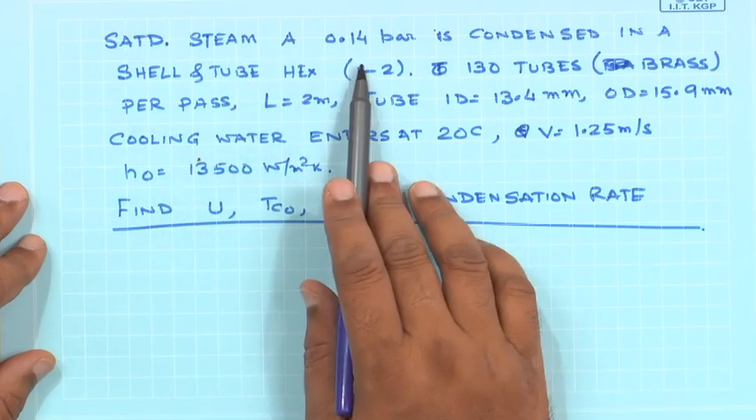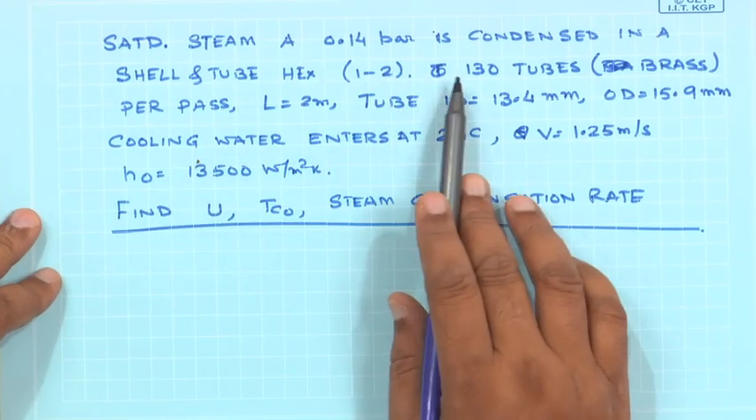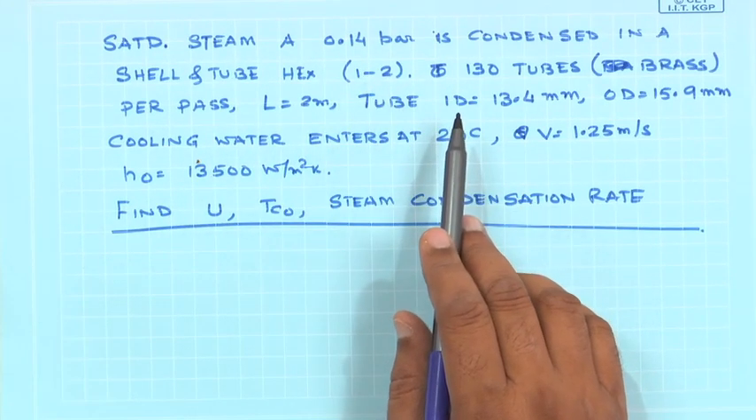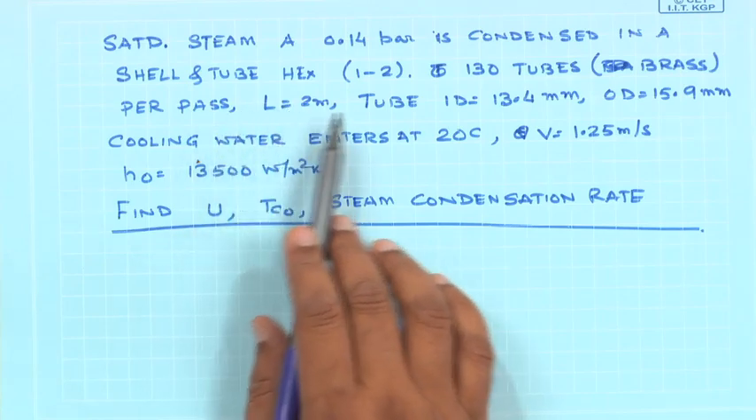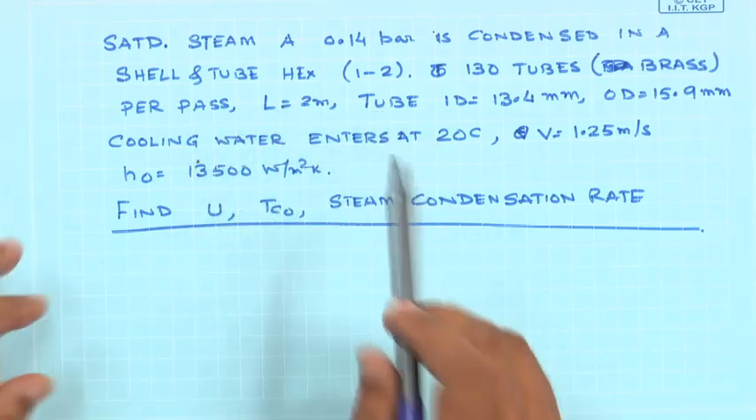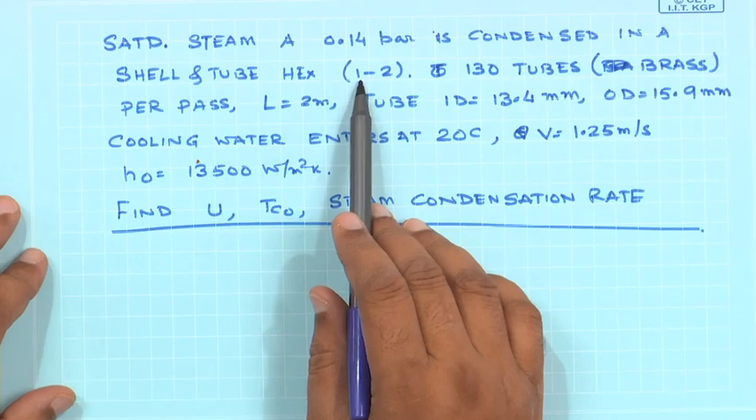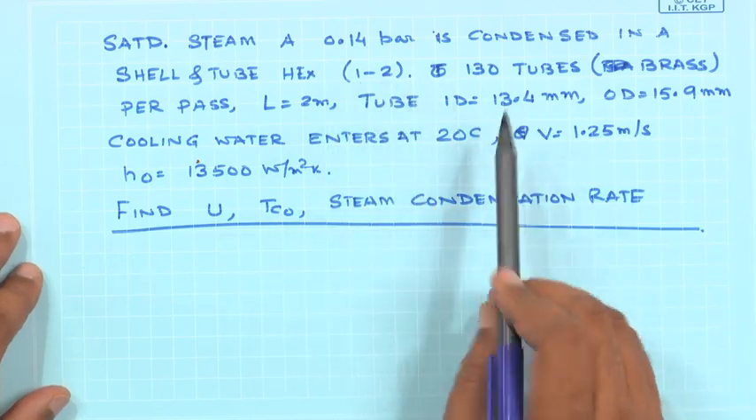So, this class is going to be a tutorial one. We will solve one problem and see how effective this epsilon NTU method is. For that we take a problem where steam at a specific pressure is being condensed. Saturated steam at a pressure of 0.14 bar is condensed in a shell and tube heat exchanger. The shell and tube heat exchanger is a 1-2 heat exchanger, so one shell pass, 2 tube passes.